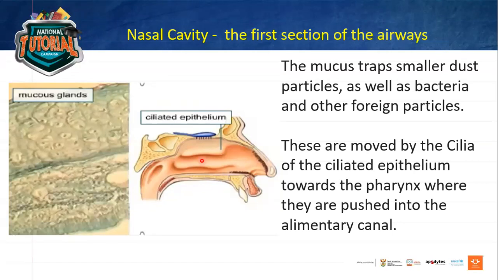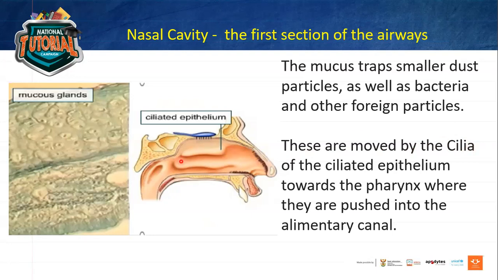What else is trapped there? There's also bacteria and other foreign particles, like I've said, maybe pollen or something else in the air. Maybe they've just sprayed some spray. So that will also be trapped in that mucus. And then these that are trapped there will be moved by the cilia.